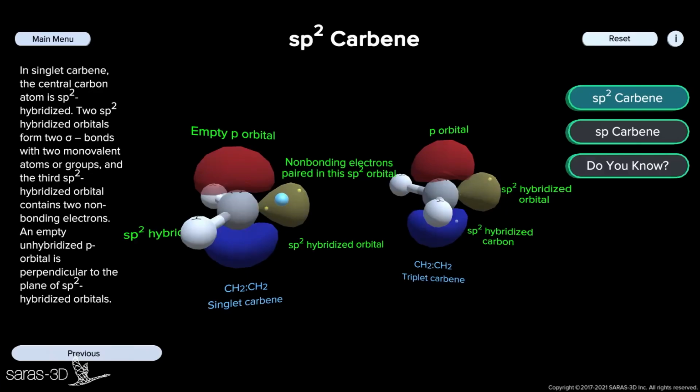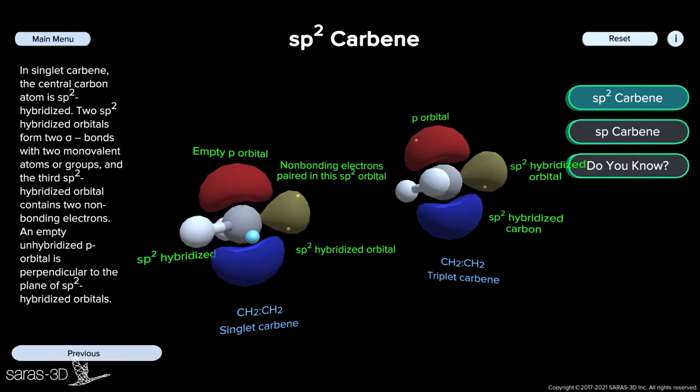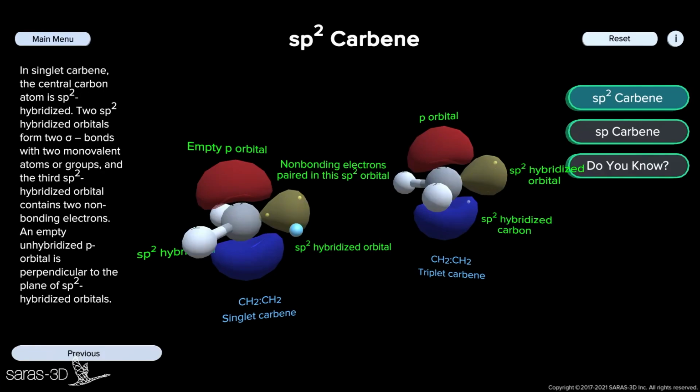Now here you can see that this is the singlet carbene, which is spin paired. So we can see that the non-bonding electrons are located here and they are paired. Singlet carbenes have no unpaired electron, as we can see here, right? An empty unhybridized p orbital is present here, which is perpendicular to the plane of the sp2 hybridized orbitals, and the two non-bonding electrons are paired in this sp2 hybridized orbital. The total spin here is 0. So we can say that the singlet carbene is diamagnetic as it possesses no unpaired electron.